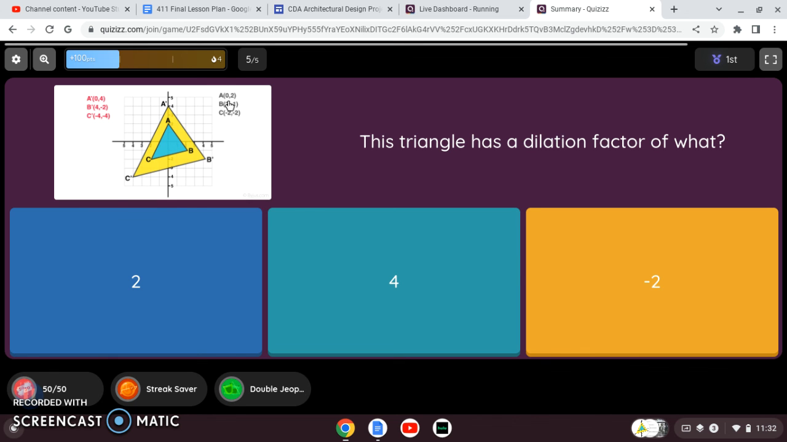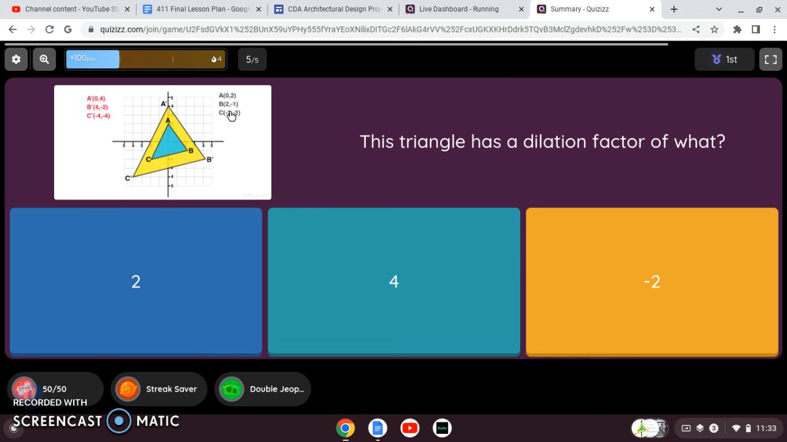I could do the same thing with my y-coordinate for B, for negative 1. If I multiply negative 1 by 4, I'm going to get negative 4. And I got negative 2, which doesn't make sense. So I automatically am going to go, it has to be 2. But I just want to check. 0 times 2 is 0. 2 times 2 is 4. My new coordinates are 0, 4.